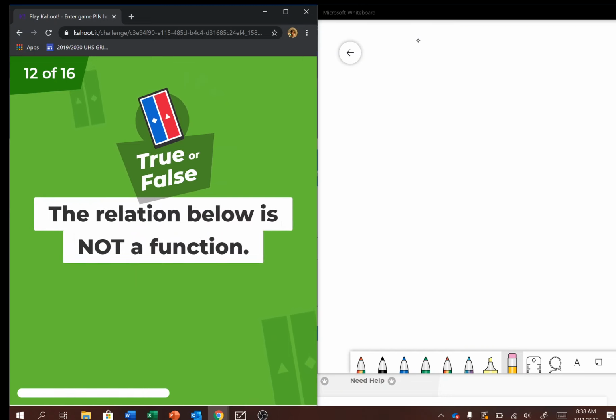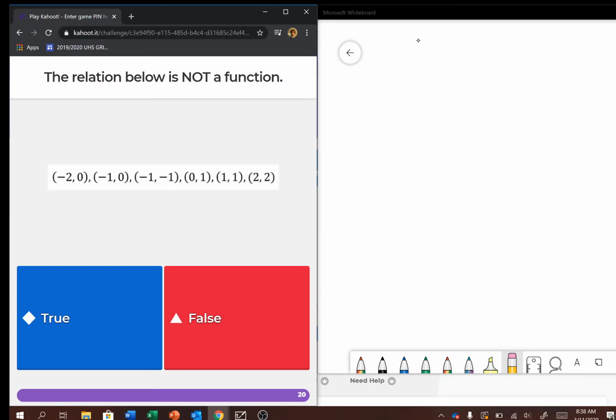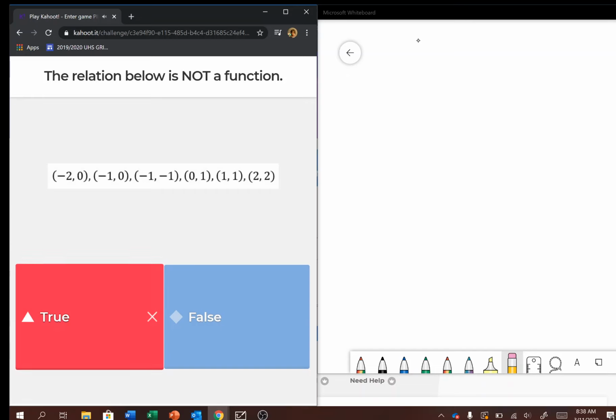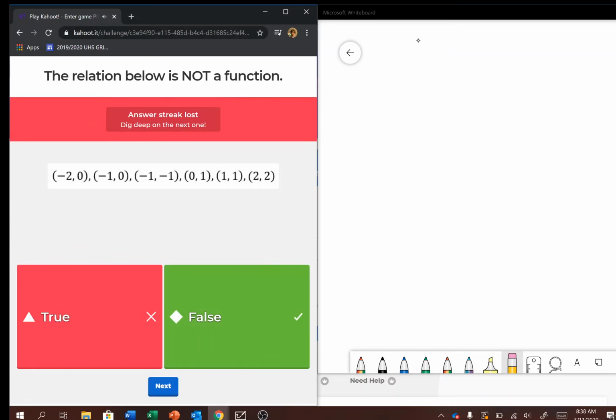The relation below is not a function, okay? So negative 2 is fine. Oh, negative 1 gives me 2 different outputs. So this is not a function. That's true. What? I need to redo that question. That's definitely true that it is not a function. I got confused myself with the double negative situation there.